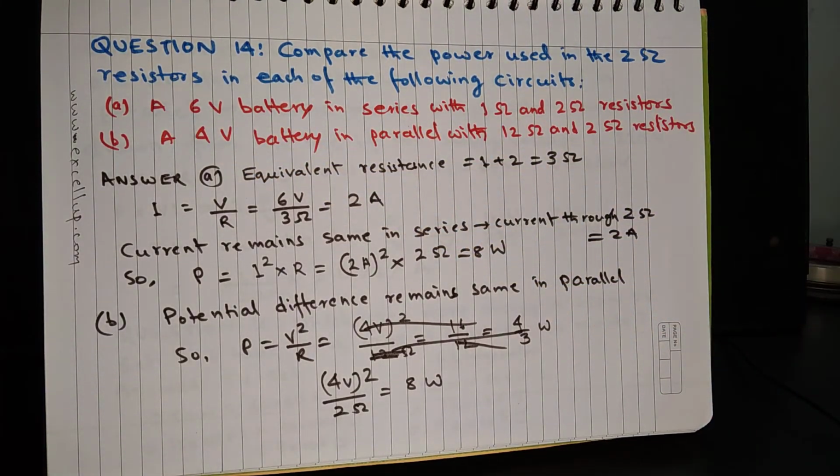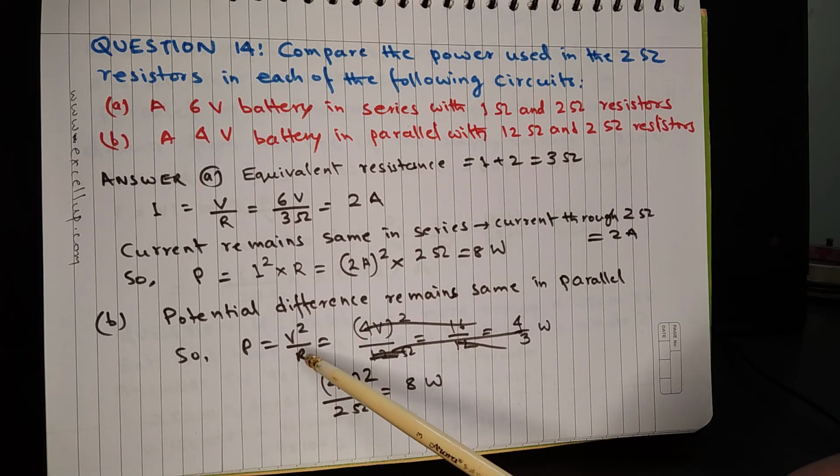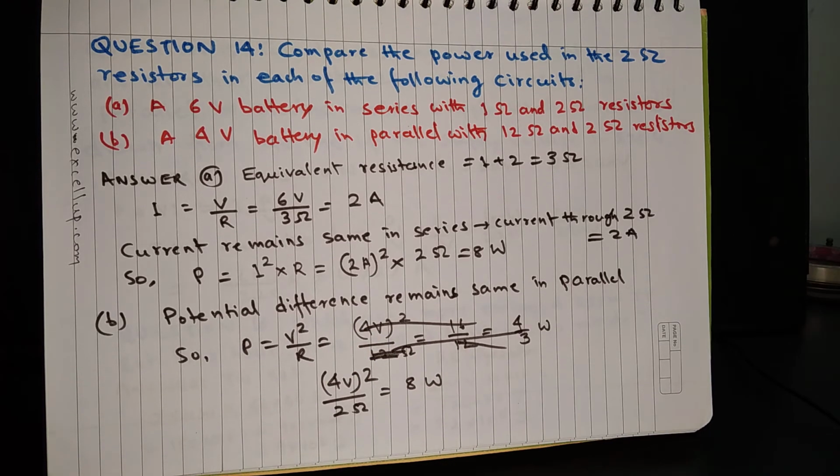Now in case of a parallel combination, the potential difference remains the same. So it will be the same in case of the 12 ohm resistance. So power will be P is equal to V square upon R, which is 4 volt square upon 2 ohm, equal to 8 watt.